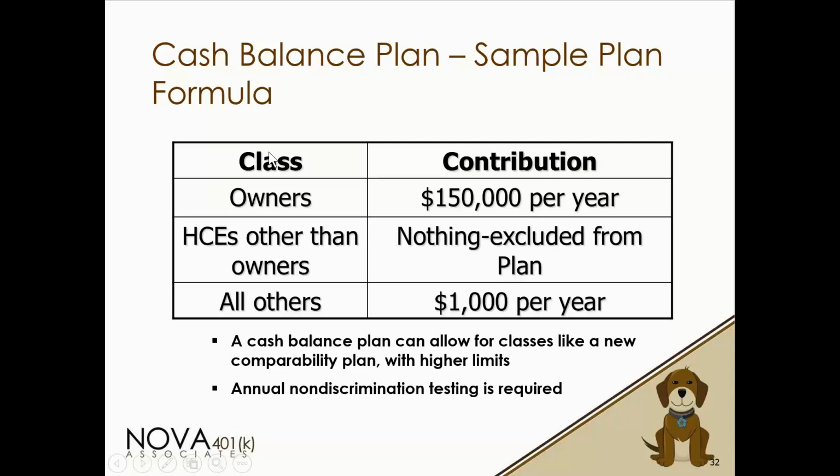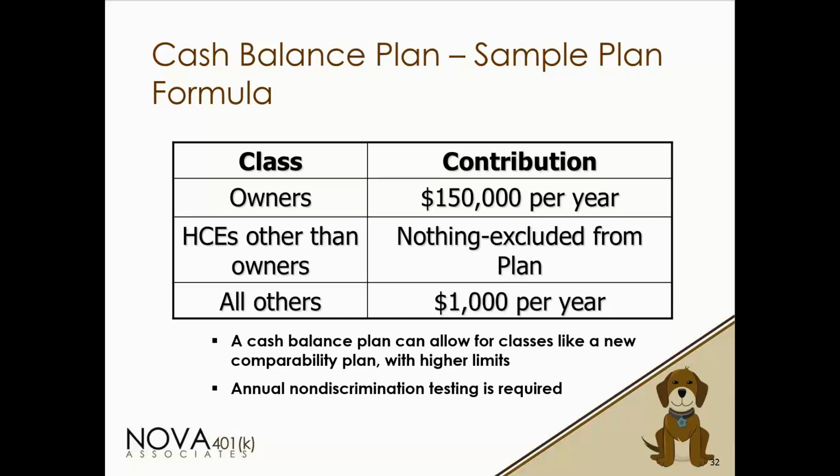Here's another example, a more standard cash balance formula that you would see here at NOVA for most of our small plan sponsors. Owners get $150,000 a year, or $200,000 a year, or $250,000 a year, depending on their age. The plan does not give the other highly compensated non-owners anything. We exclude them from the cash balance plan, and then we give all the employees $1,000 a year.